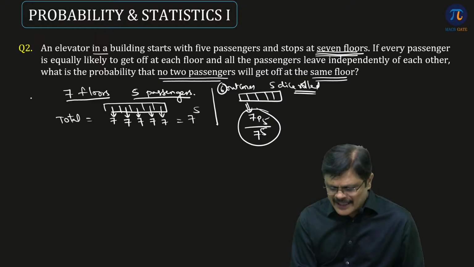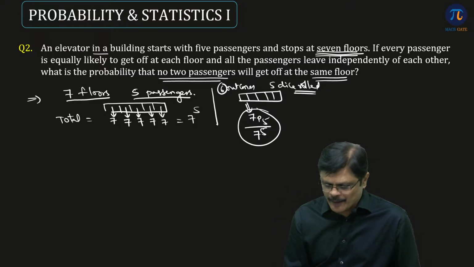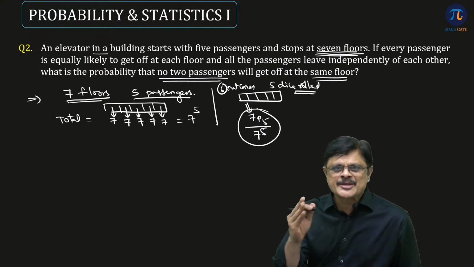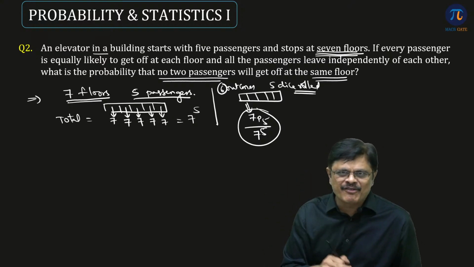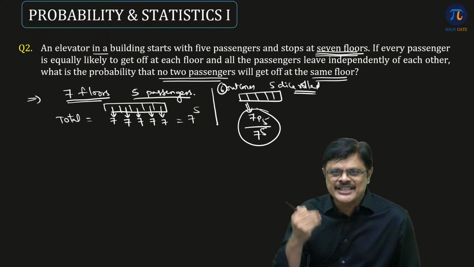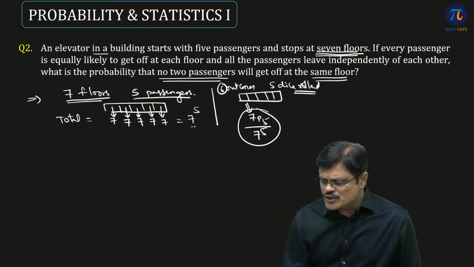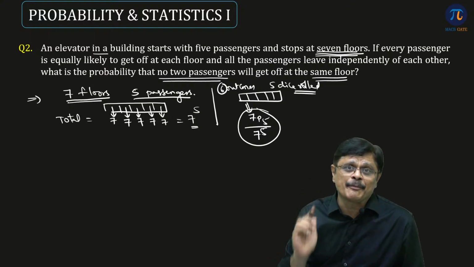Of course, let us solve it as a new problem. There are 7 floors and 5 passengers. Total possibilities: the first passenger can get off at any of the 7 floors, the second passenger at any of the 7 floors, the third one at any of the 7 floors, like that. So in total there are 7 power 5 possibilities.